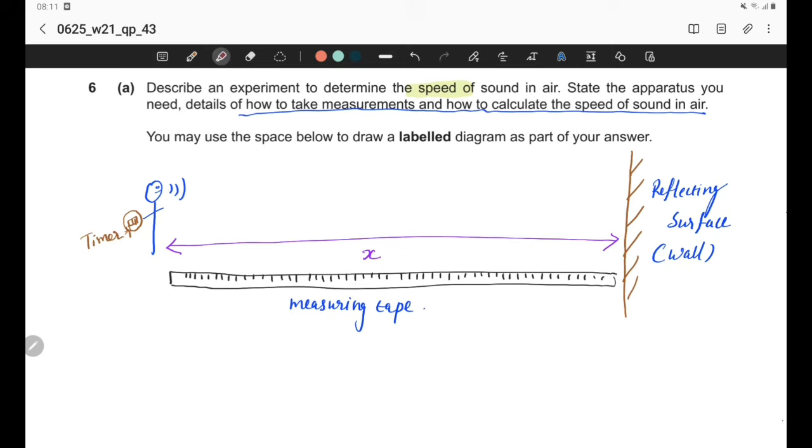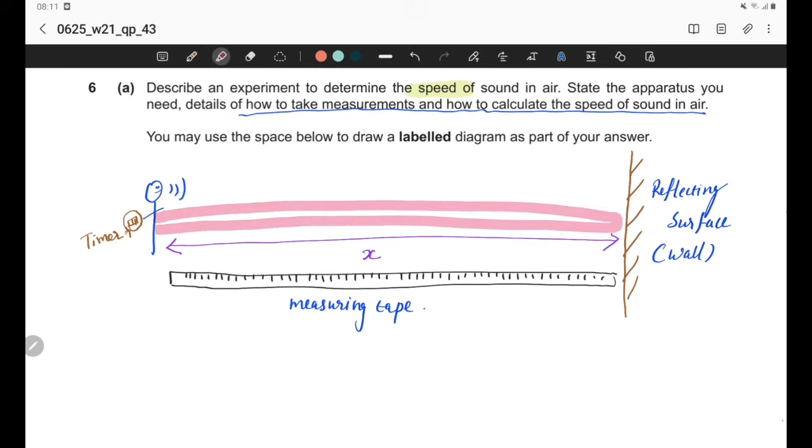Now the first step, he should produce a sound. Then this sound will travel from the person to the wall. From the wall, the sound wave will reflect back and he should be able to hear the echo. So when he produces the sound, he should start the timer, and when he hears the echo, he should stop the timer. So from the timer he will get the time taken by the sound wave to travel from the person to the wall and again back from the wall to the person.